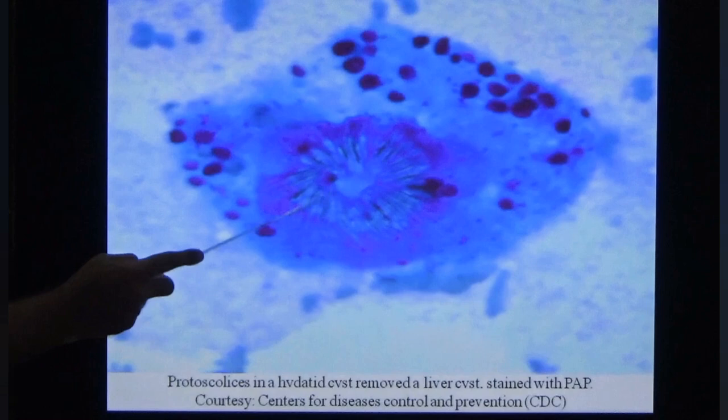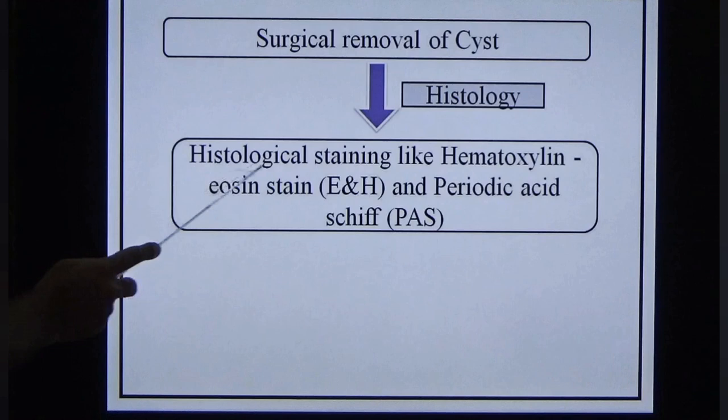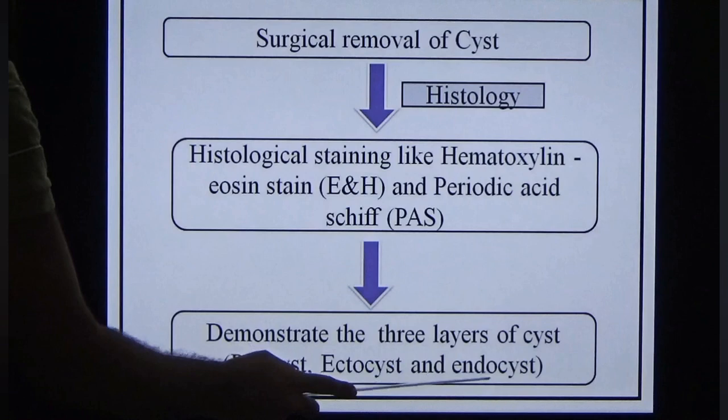Okay. The fourth one is known as the histological examination, a very important examination. After surgical removal of the cyst, we have to do some histological staining, that is H&E stain and PAS stain. What can we detect? We can demonstrate the three layers: pericyst, ectocyst, and endocyst. As I told you, this is the thing.